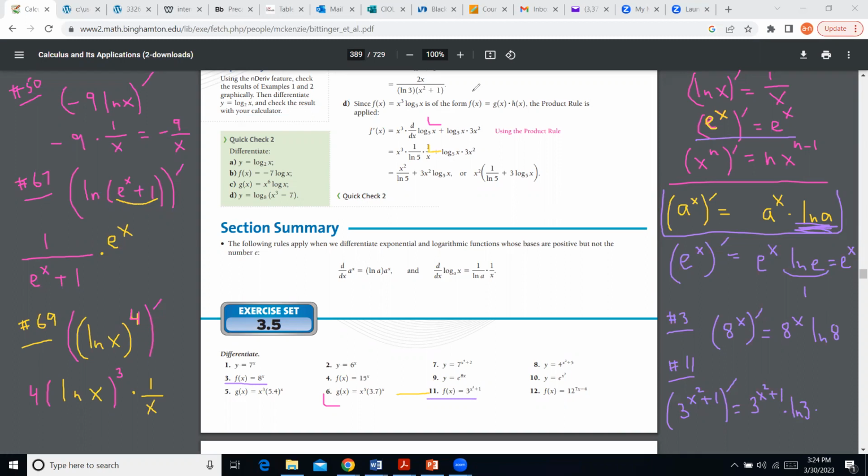The base is 3, so we go with times ln of 3. And then the power happens to be not just x, but something that we can also differentiate, and we have to. So this will be 2x. And the product of these 3 factors is going to be our answer.